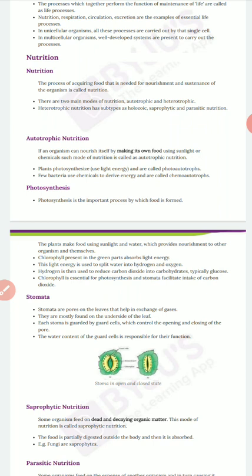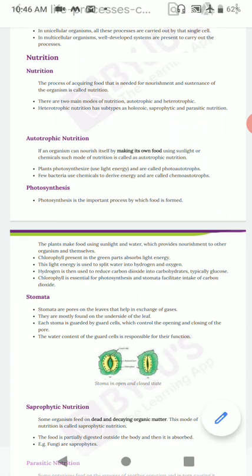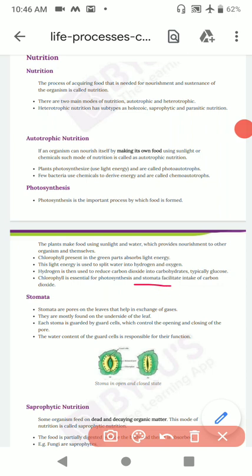Now, chlorophyll is essential for photosynthesis, and stomata facilitate the intake of carbon dioxide. Chlorophyll is the green pigment present in the leaves of the plants, which is very much essential for photosynthesis. Stomata, this is the new term, are the small fine openings in the leaves through which gases are exchanged.